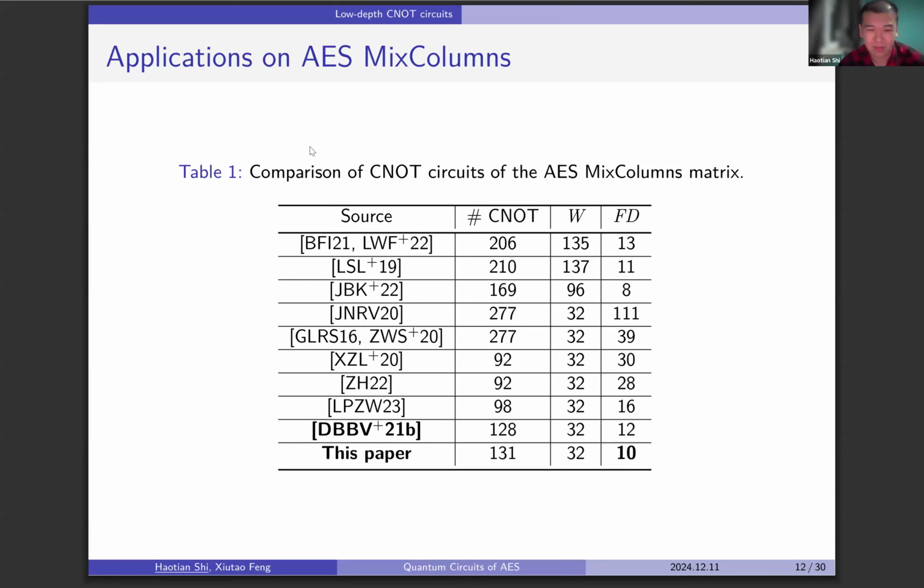We first apply our algorithm on AES MixColumns. A recent record without ancillary qubits is depth 16. We first apply WJV et al.'s method and find a circuit with depth 12. Then using our method, we succeed to find a circuit with depth 10. This circuit can be used in the quantum circuits of AES to reduce the depth by 4.